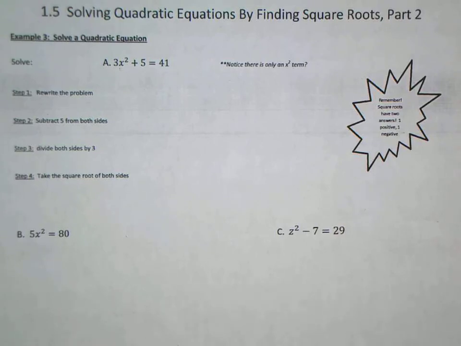Now, in the beginning of the section, you learned how to simplify radicals. So unless you are told otherwise, you have to leave your answer in simplified radical form.